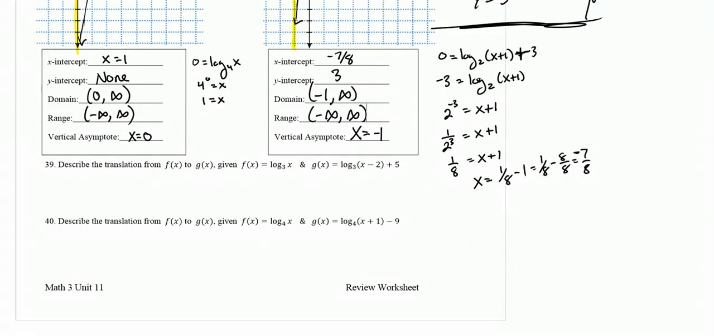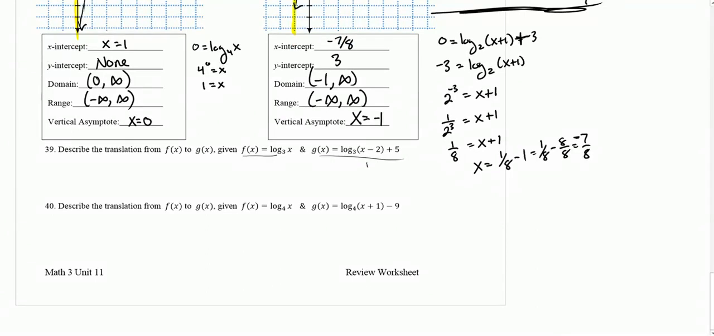39, we're describing the translation from f to g. F is the basic log function of base 3. G, we have some translations, so we're going to the right 2, we're going up 5. So translate right 2 and up 5 units.